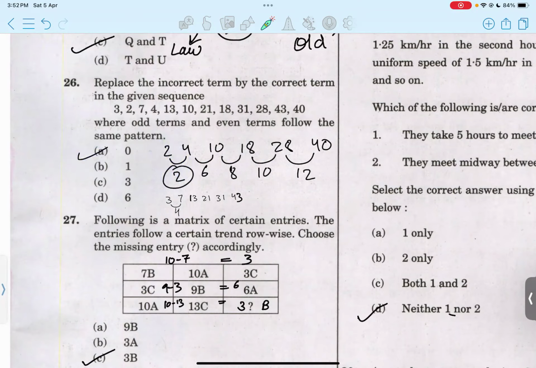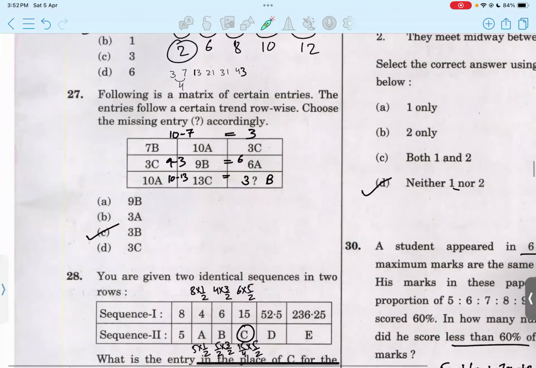Option A. Now in this table, we have to identify the missing numbers. So first you can see that there are alphabets A, B, C. So this is a sequence A, then B, then C, moving leftwards. So here would be A, then here it should be B, and then C. So we have identified the alphabet. Numerically, you will see 10 minus 7 would be 3, 9 minus 3 would be 6, and 13 minus 10 would be 3. So it should be 3B.